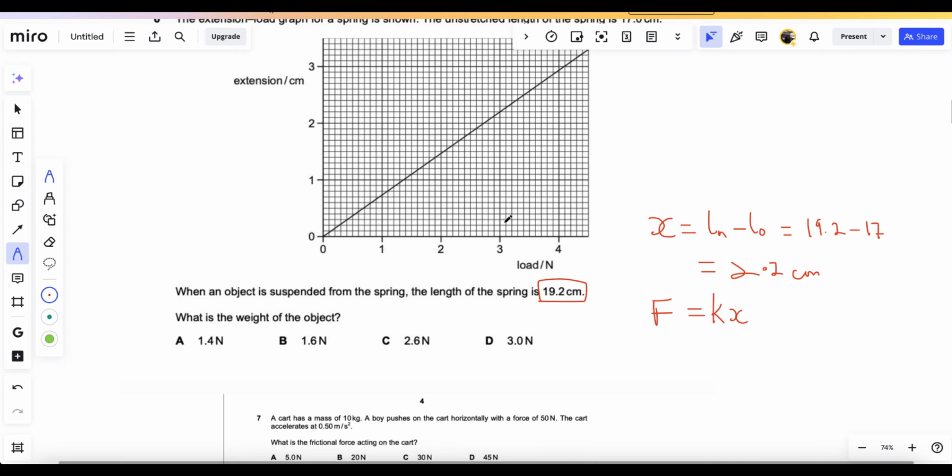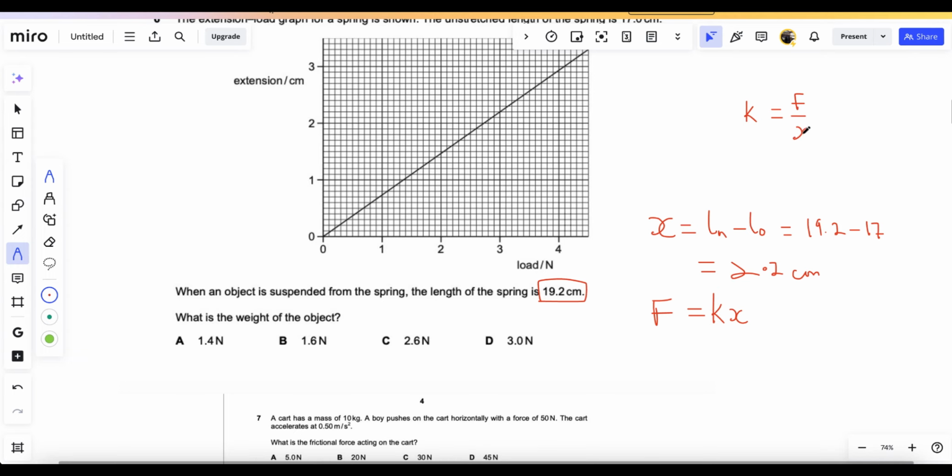We can choose any force, but we choose the one that is relatively good. We already know the extension is 2.2, but we don't know the spring constant. To find the spring constant, K is F over E. Make K the subject, and you get F over X.